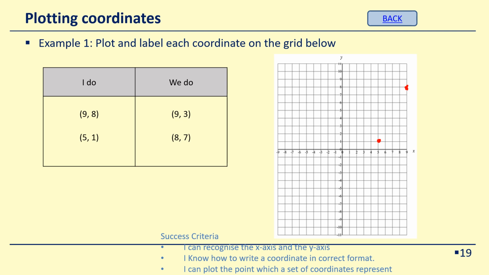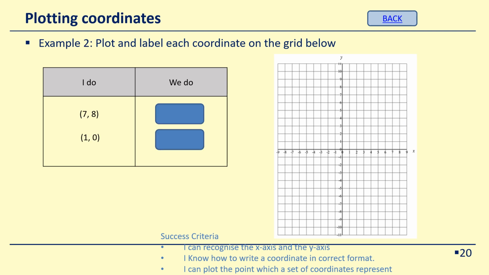So (9, 3): there's 9 across and 3 up is there, and (8, 7) is 8 across and 7 up. Sounds like a drink. You probably don't remember 7 Up. So 7 up.